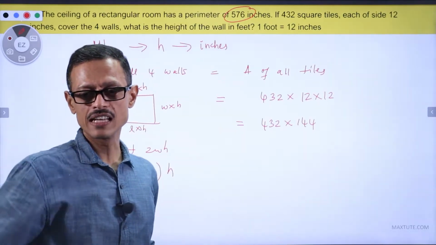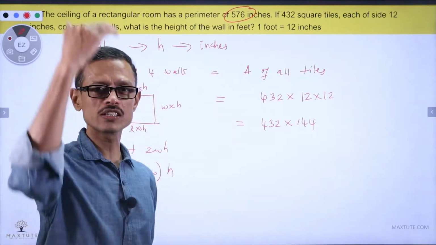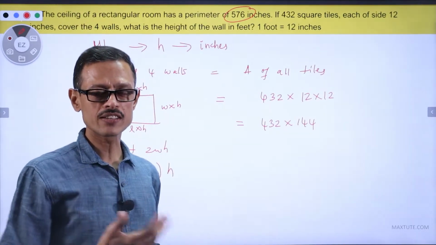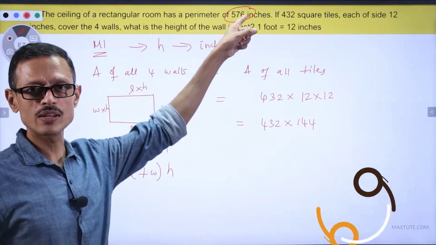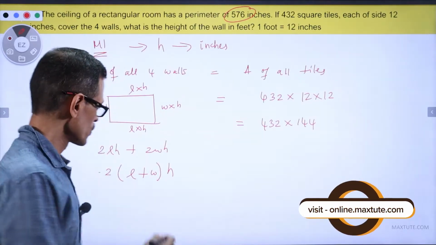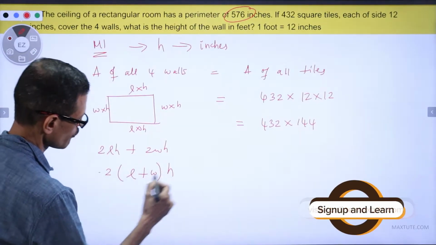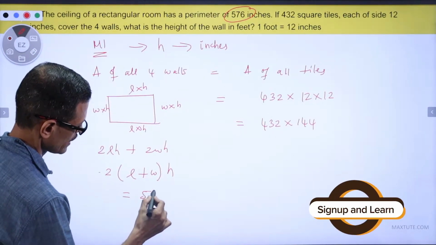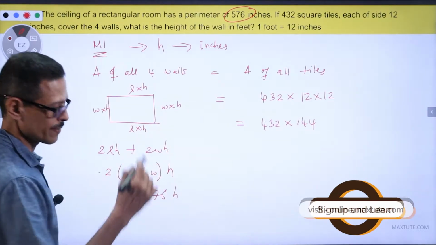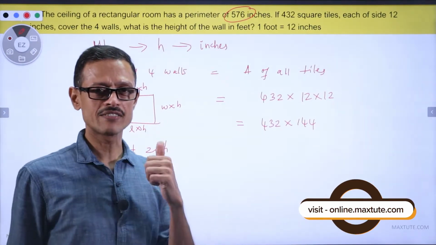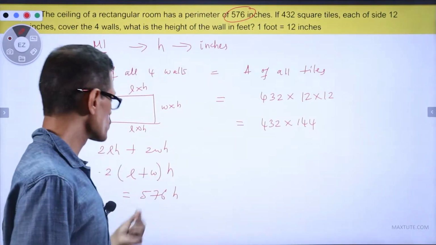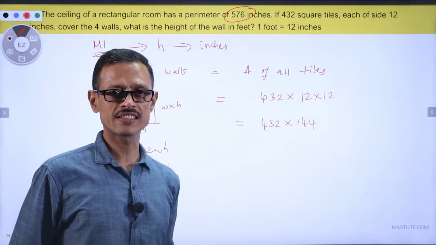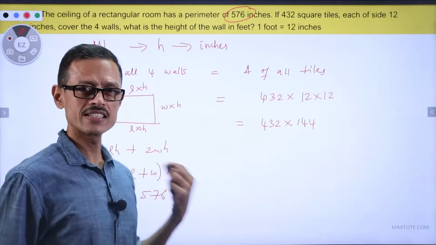Length, width, length, width. Because the floor or the ceiling is a rectangle, its perimeter is 2 times (L plus W). So 2 times (L plus W) is given to us as 576 inches. So let's replace that here. The area of all four walls is equal to 576 times H. So the left hand side is done: 576 H. The right hand side is 432 times 144. These two are equal. That's the premise on which I started this question. So the only variable that's left is the height.